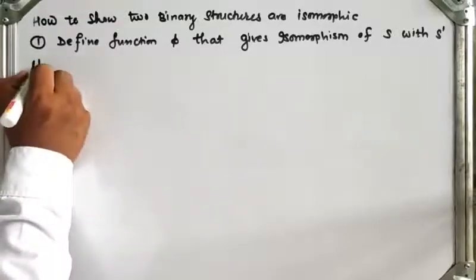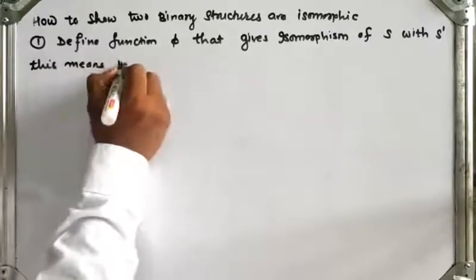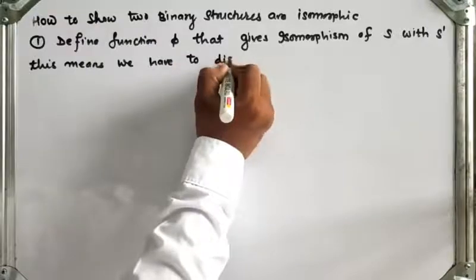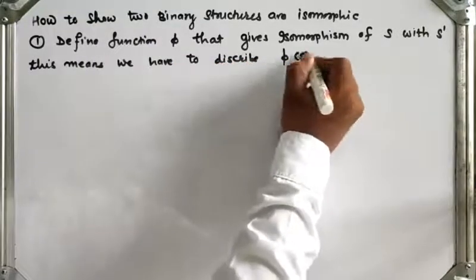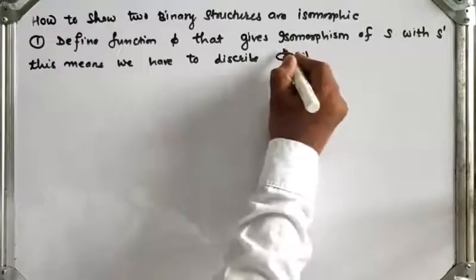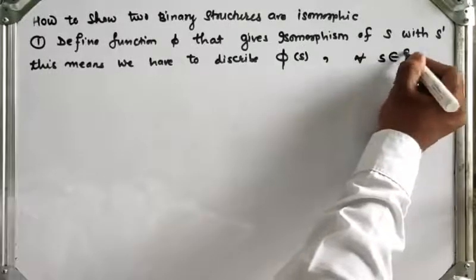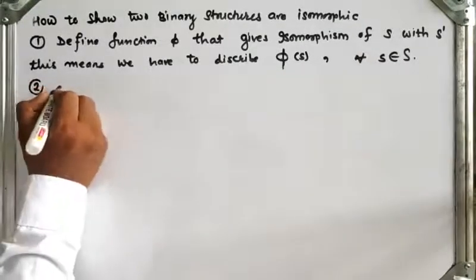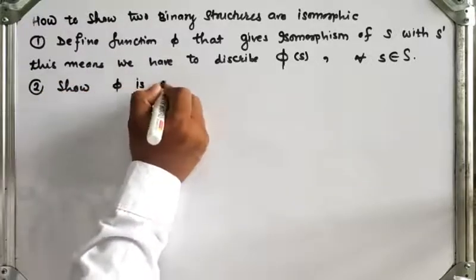This means we have to describe phi of s. We describe phi of s for all s belonging to set S. Second condition, show phi is a 1-1 function.